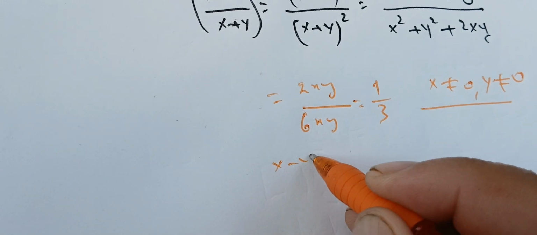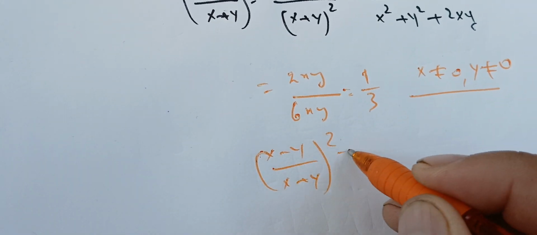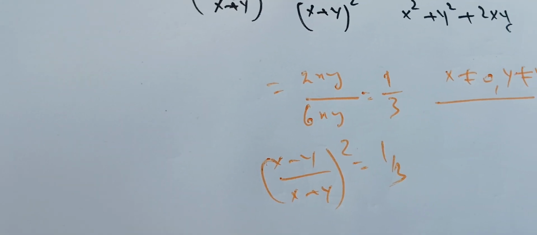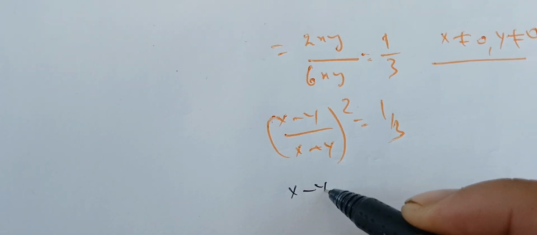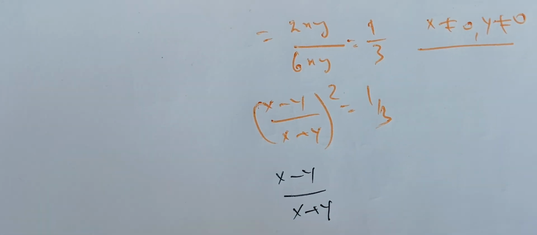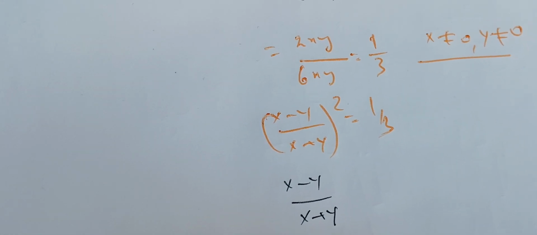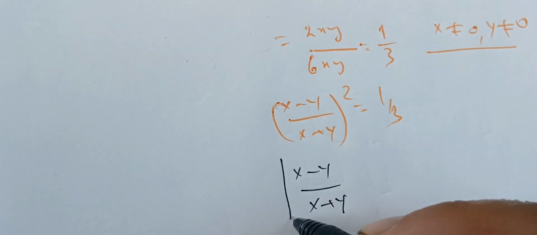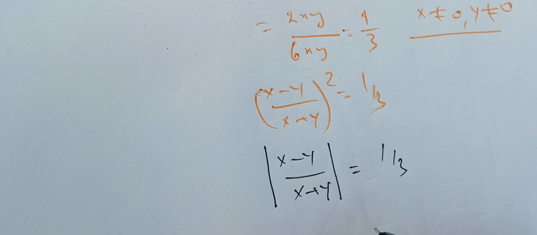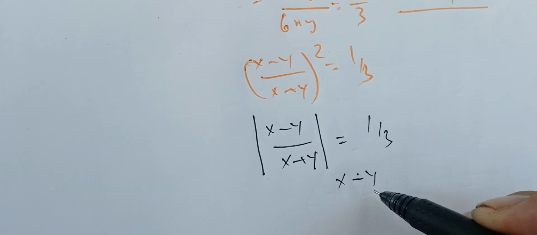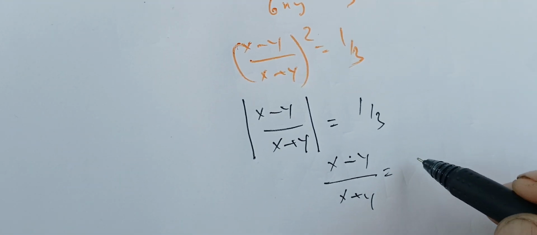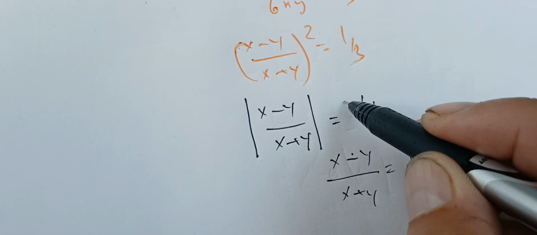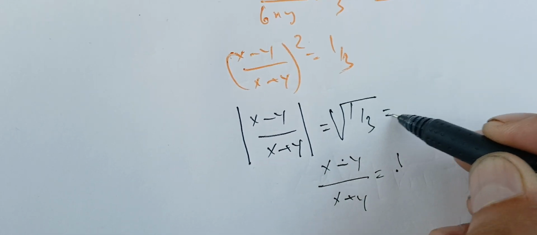Now we can conclude the value of x minus y over x plus y. We have ((x minus y) over (x plus y)) squared is 1/3. If we want the value of (x minus y) over (x plus y), we just take the square root. When we take the square root, we get the absolute value, and the right side is the square root of 1/3.